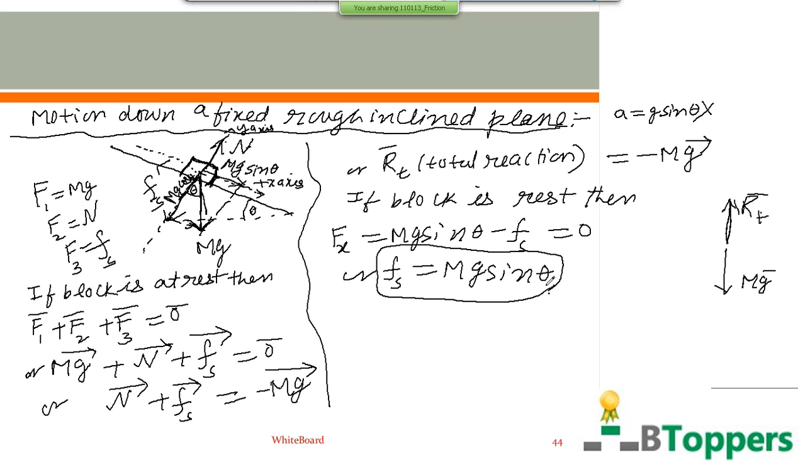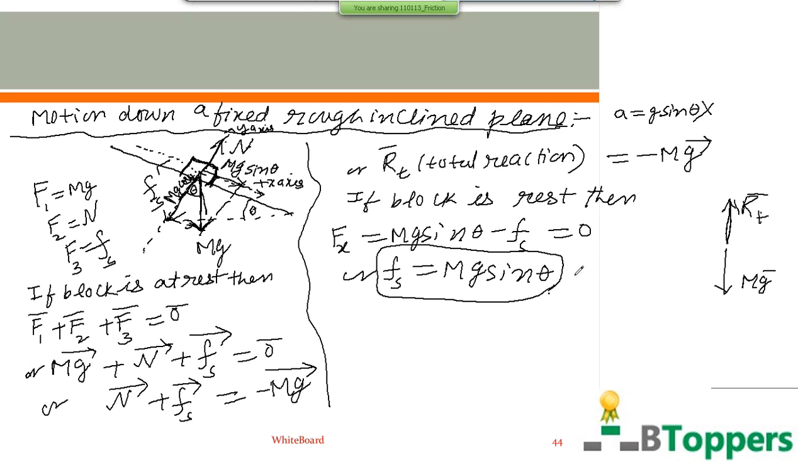down the inclined plane. So if the block remains at rest on the inclined plane under the action of the force mg, normal reaction and static friction, then the magnitude of static friction on the block is the same as the magnitude of the component mg sin theta, which tends to move the block down the inclined plane.